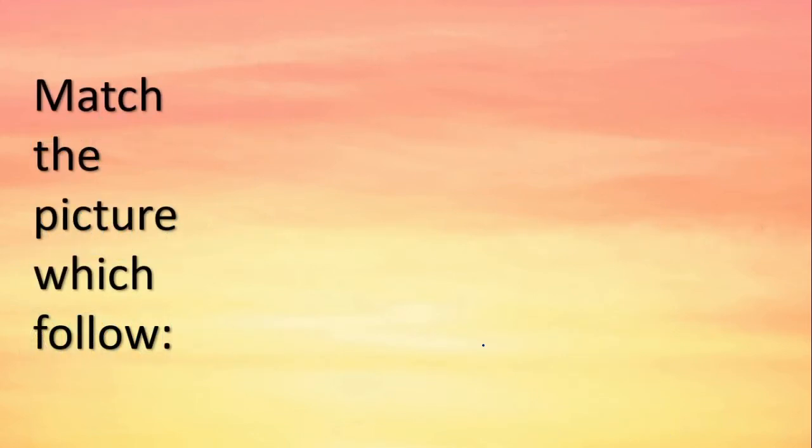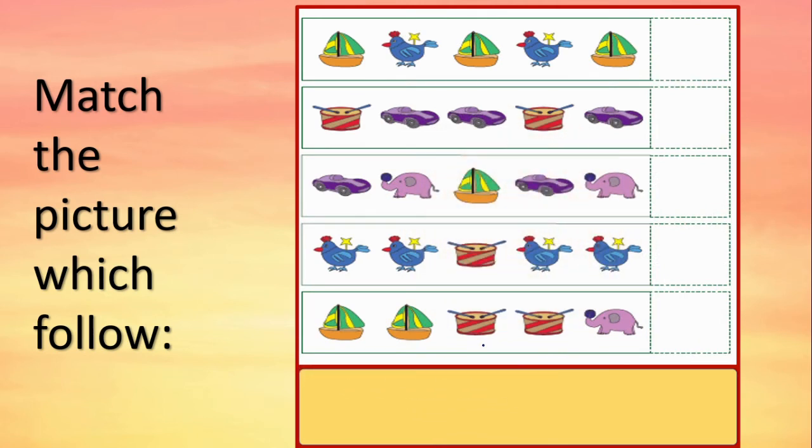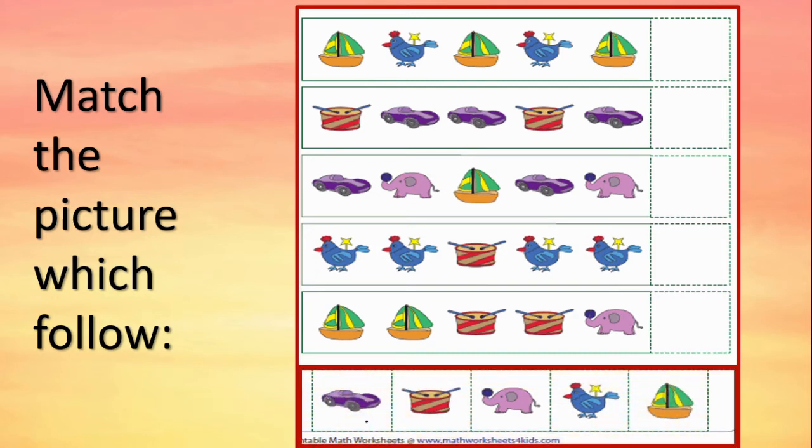Here, match the picture which followed. See, dear children, here we can see some pictures in a row and the last column is empty. Here we have to match the proper picture. See, dear children, this is the answer sheet. Okay, here we can see car, drum, elephant, cock and yacht. Now we'll move to the first row. See, dear children, this is A, this is B, means yacht, cock, yacht. So here it should be cock, right? Let us take this and let us fill this blank.